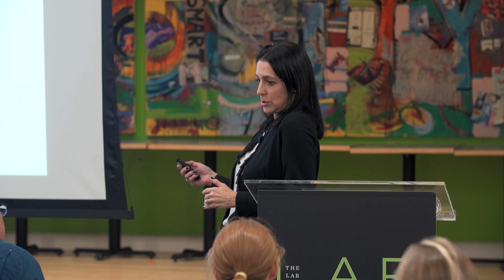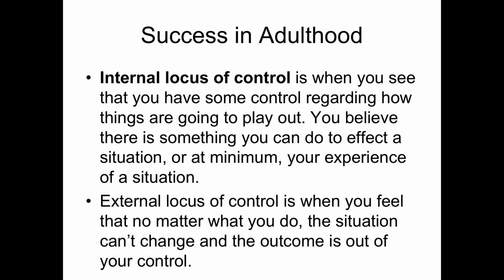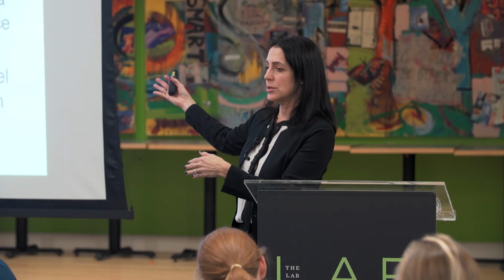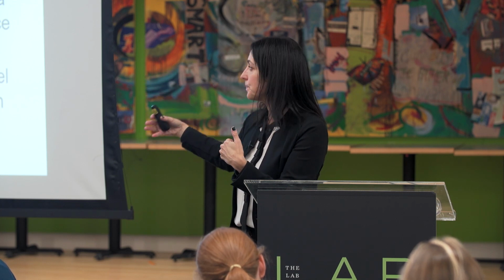This is all in the service of developing resilience. Okay, internal locus of control. So think about the word locus as location. So I either think that the control is inside of me, internal, or I think it's outside of me, external. If I have an internal locus of control, I'll believe that there's something I can do to affect a situation, or at minimum, my experience of the situation.